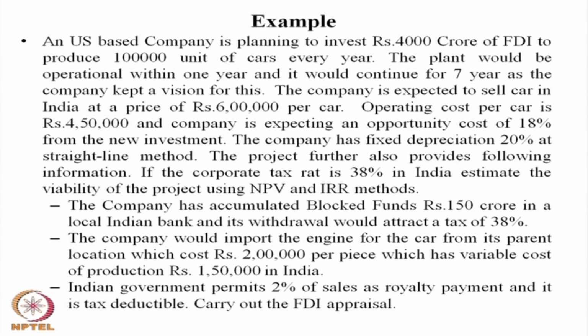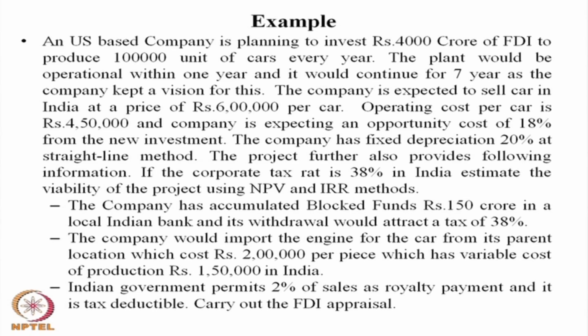If you see here, a US company is planning to invest 4,000 crores of FDI to produce 1 lakh units of car every year. They want to invest 4,000 crores of Indian rupees in the form of FDI, and they want to produce 1 lakh units of car every year. The plant would be operational within 1 year, and it would continue for 7 years. The vision of the company is 7 years.